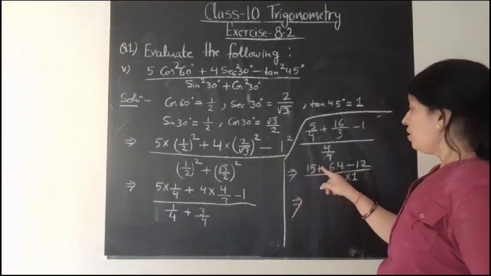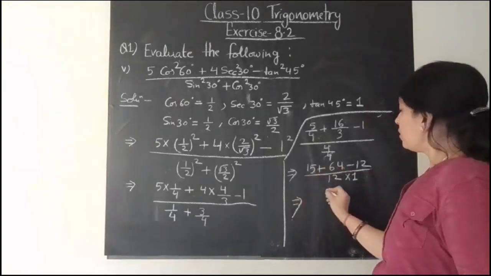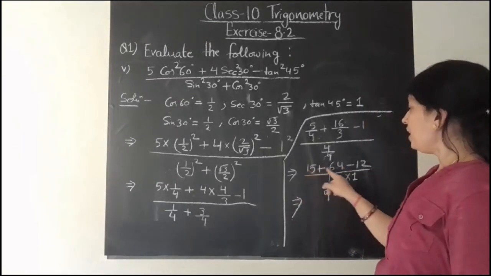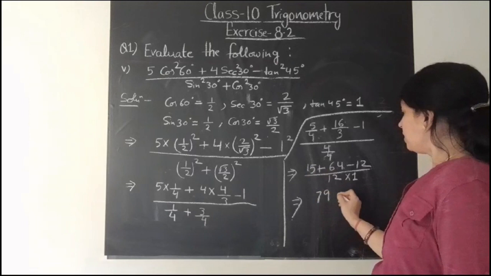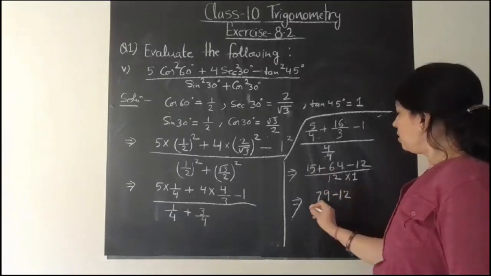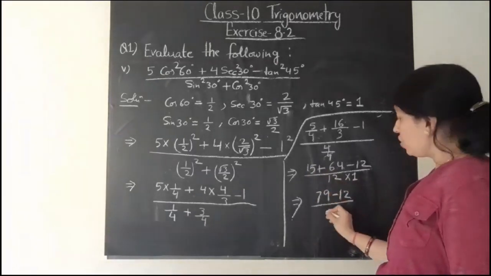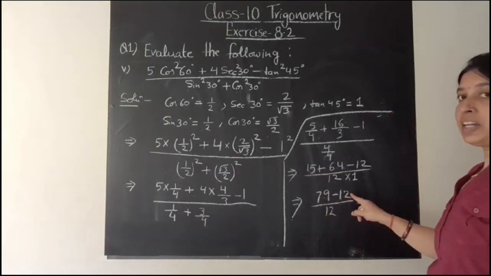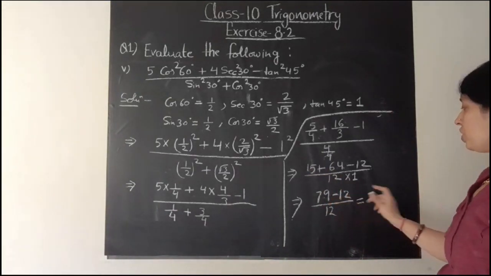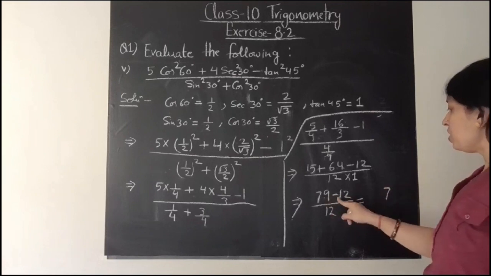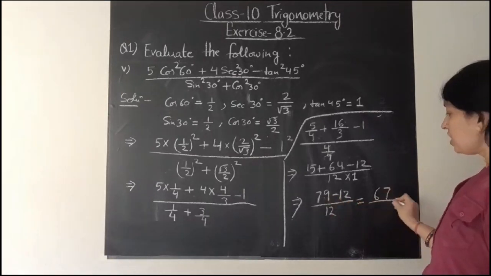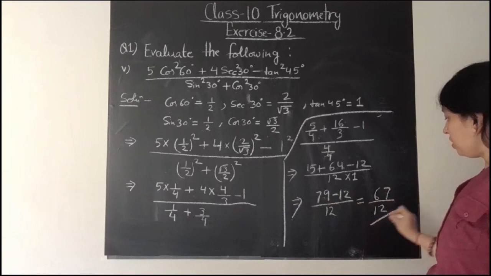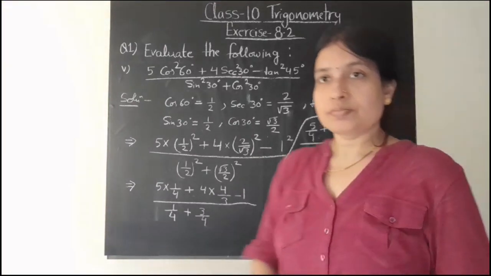First we add 5 plus 4 is equal to 9. 1 and 6 7 minus 12 divided by 12 1 ja 12. So 79 minus 12. 9 minus 2 is equal to 7. 7 minus 1 is equal to 6. 67 by 12. This is your answer.